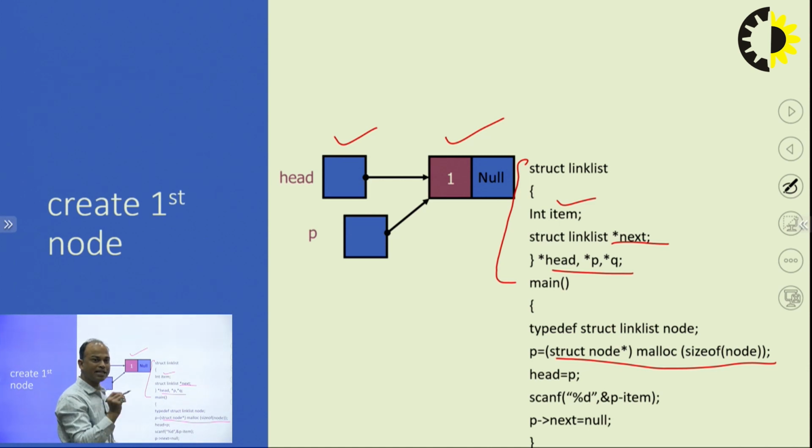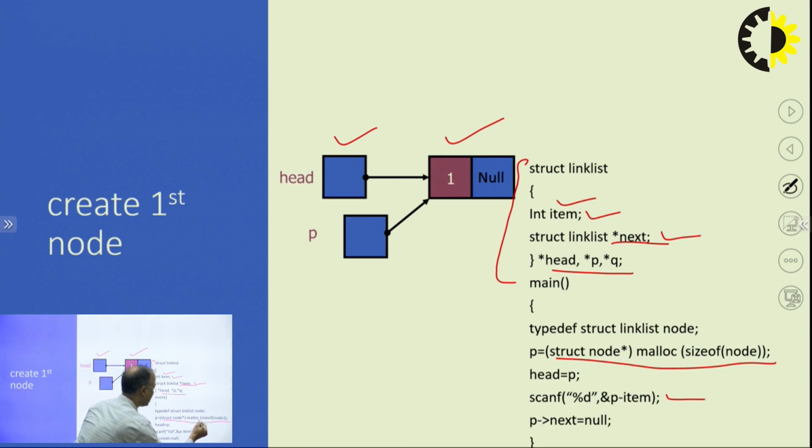So we need to pass here 2 values. First value is here item part, and second value that we need to pass is this is next. So we can pass here these 2 values using p arrow item. Through the p arrow item we can pass the value to the first field. Say we are inputting value 1.